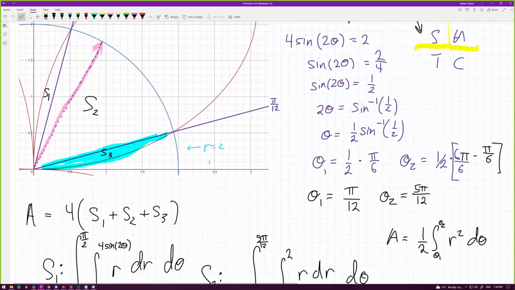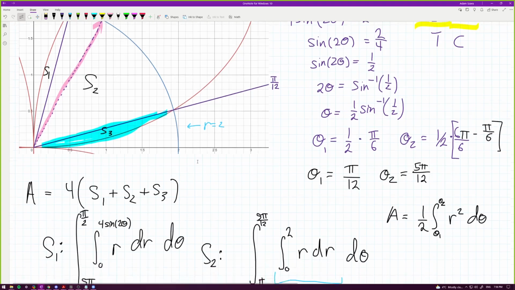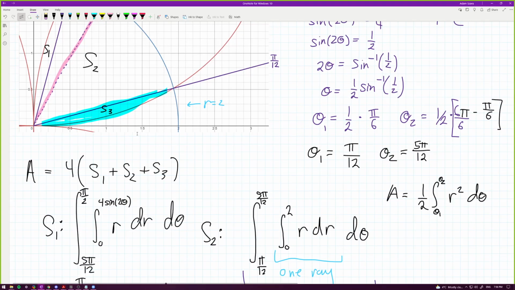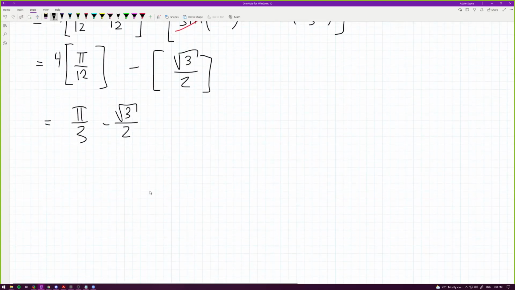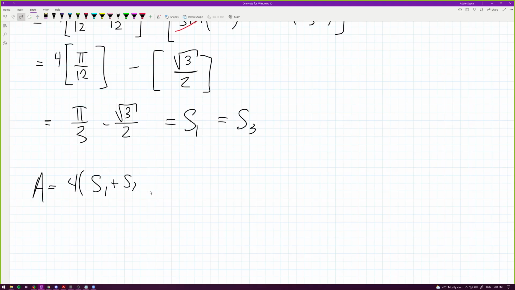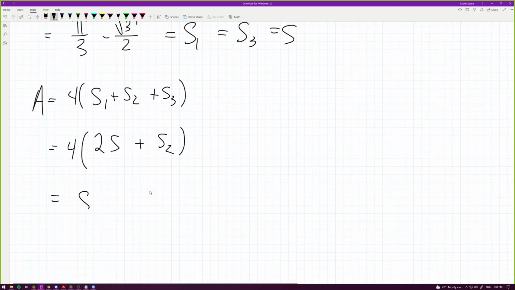And for the sake of time, because we only have about 4 minutes left, I'll just say that area is equal, because it is equal, right? We can see that it is going to be equal. And so this equals S1, but it also equals S3. So our final answer, our area, is 4 times S1 plus S2 plus S3, right? Which is going to be 4 times, well, sorry, 4 times 2, just call it S, 2S plus S2, which is going to be 8S plus 4S2.